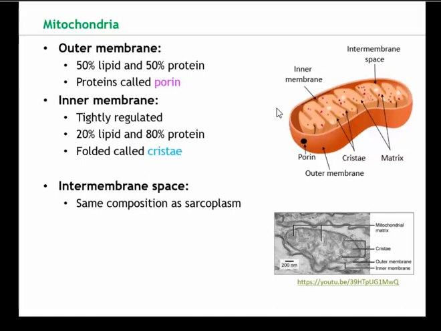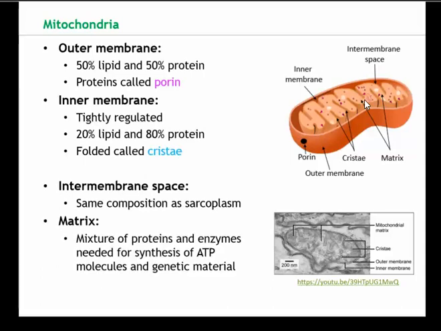The intermembrane space, which we see here, is the space between the outer and the inner membrane. It's the same composition as the cell's cytoplasm. And then the matrix, which we see here, is inside the cristae, inside the foldings, all these structures here. This contains ribosomes. So ribosomes are protein complexes that serve as a site for biological protein synthesis in the translation of RNA and DNA. So it's our genetic material.